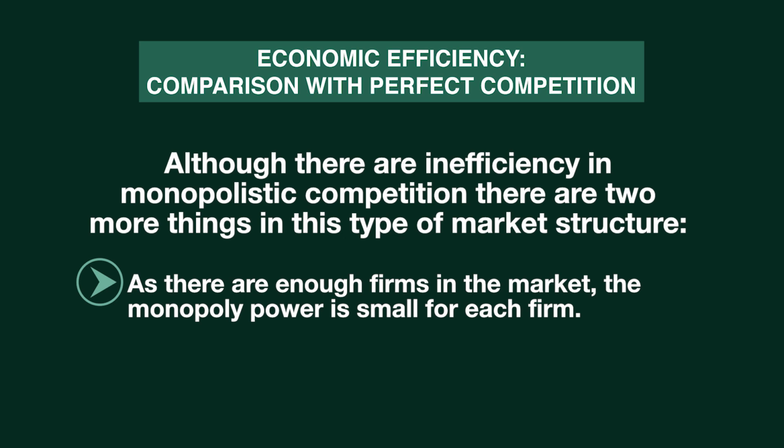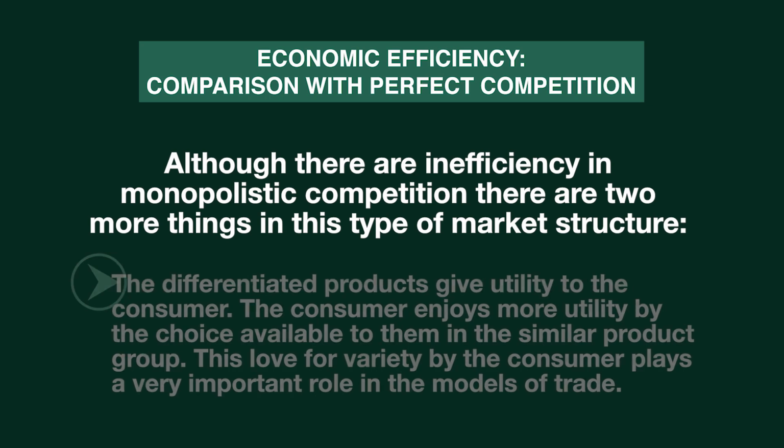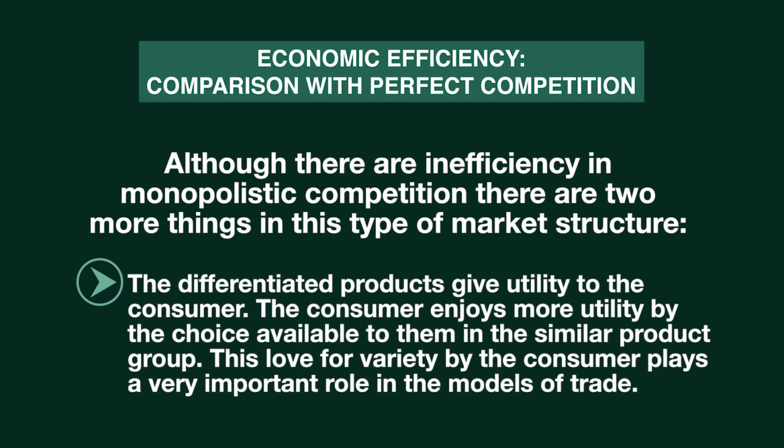One is that as there are enough firms in the market, the monopoly power is small for each firm. So nobody can exploit you much, just like what you had in monopoly, because there is severe competition. And the differentiated products give utility to the consumer. This is what I hinted at. The consumer enjoys more utility by the choice available to them, because white, red, black shirts, these are the choices you have now, and these are under the same product group. And this love for variety by the consumer plays a very important role in modeling international trade. It is the new trade theory.